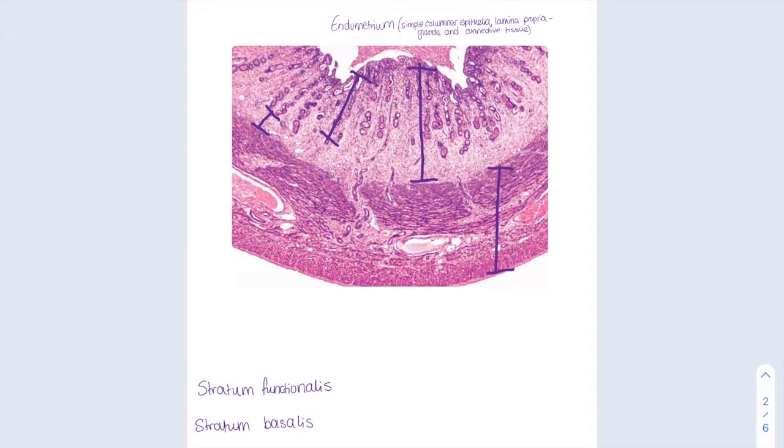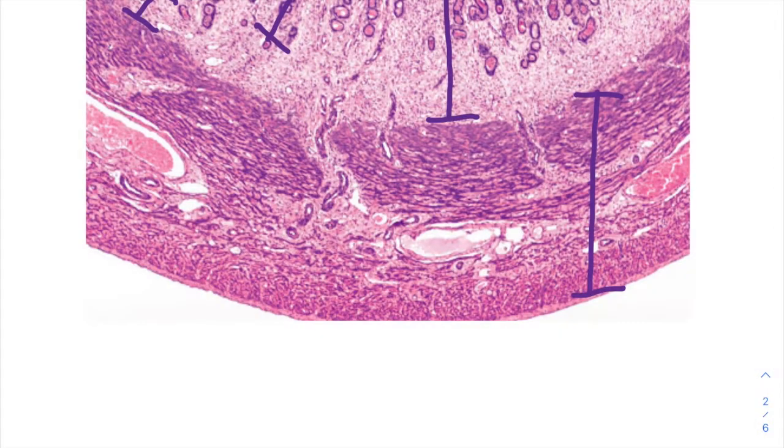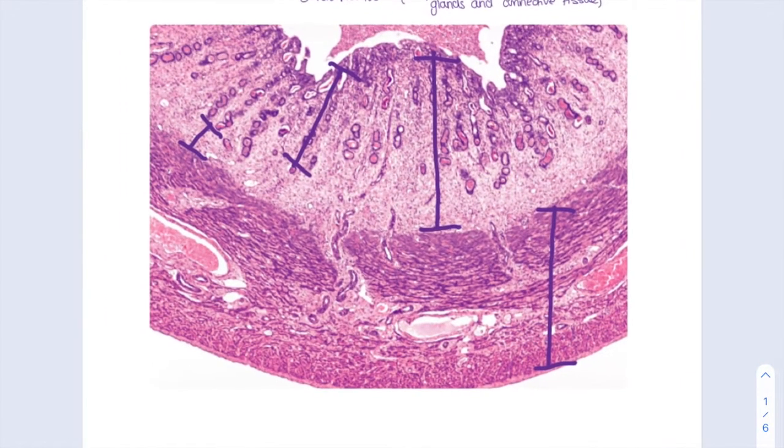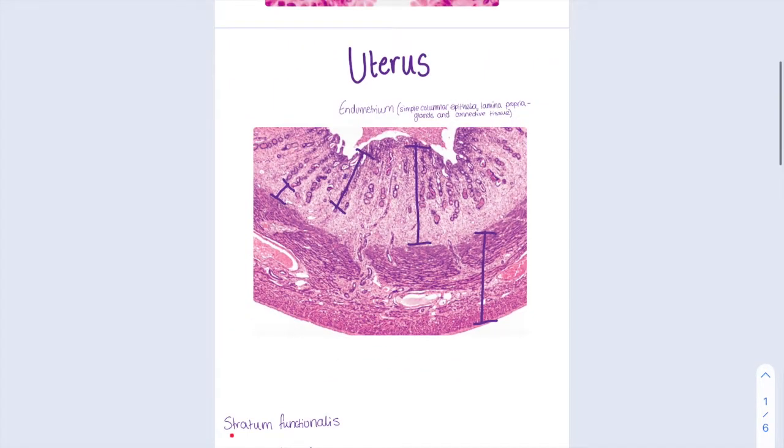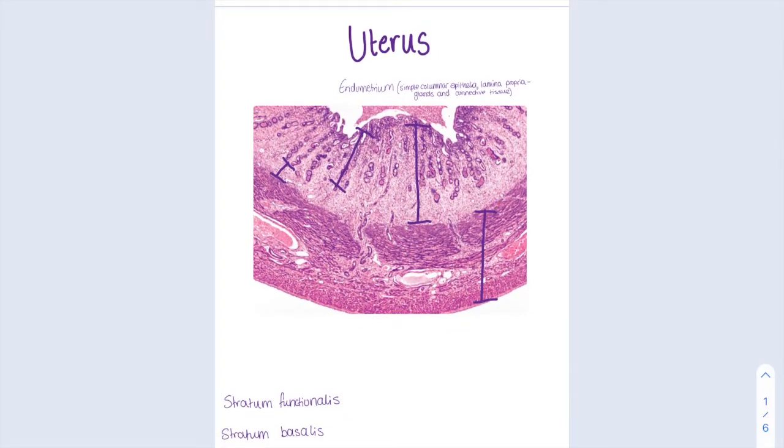The functionalis is the top bit where all the glands and stuff are, and this is the bit that sheds during menstruation. And then the bit underneath is the basalis, which is what the new functionalis grows from. And then underneath you have the myometrium, which is the muscular layer of the uterus.